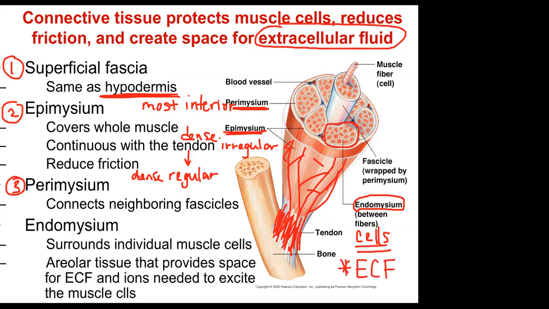Around each cell, there's a little bit of a buffer room where we can fill it with fluid. That fluid has a lot of the ions that we need to actually excite the muscle cells. So having these ions present is pretty critical. And the endomysium helps with that functionality.